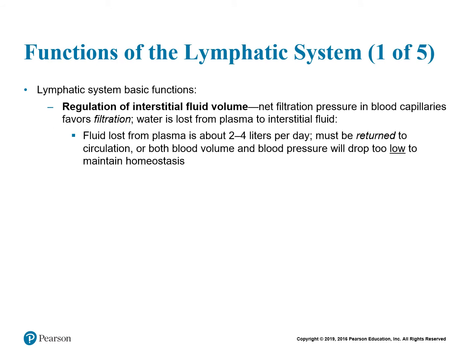The lymphatic system helps regulate interstitial fluid by basically allowing the pressure in the blood capillaries to filter out some of the fluid. So basically about 2 to 4 liters per day you lose of plasma. It's either going to get lost and excreted, or it's going to be returned into circulation. Again, if you lose too much of this fluid, you're going to have a low blood volume. And as you remember, blood volume and blood pressure are directly proportional. So if you lose too much blood volume, that means your blood pressure gets really, really low as well.